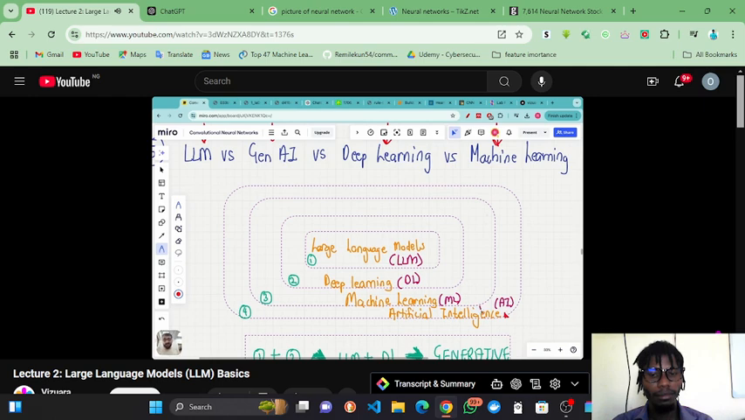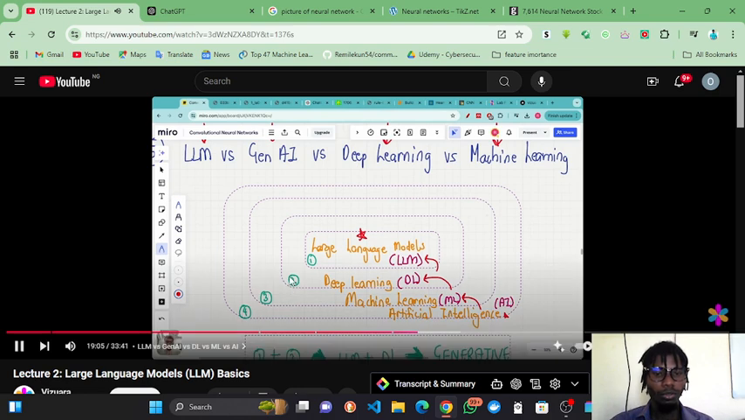Under this big umbrella comes a smaller umbrella, which is machine learning. Under machine learning comes yet another smaller umbrella, which is called deep learning. And within that, the smallest umbrella, that's the large language models. And this is what we are going to make a playlist on, or this is the playlist which you are watching right now. So what are the differences between these? First, the broadest umbrella is artificial intelligence.